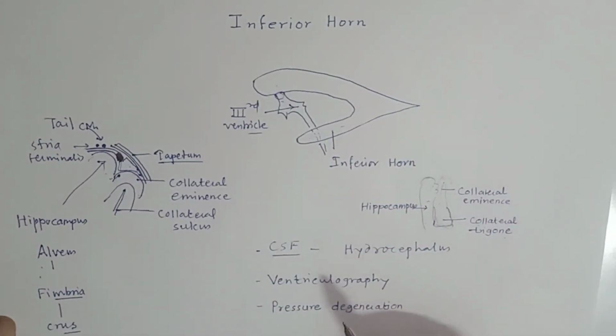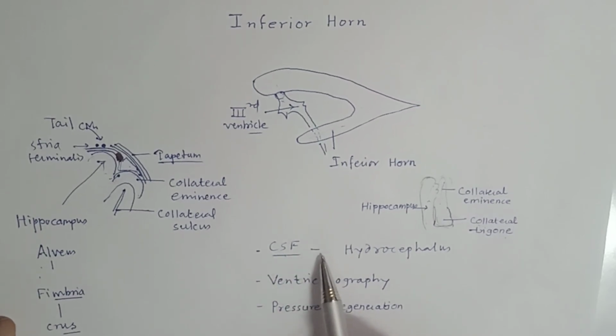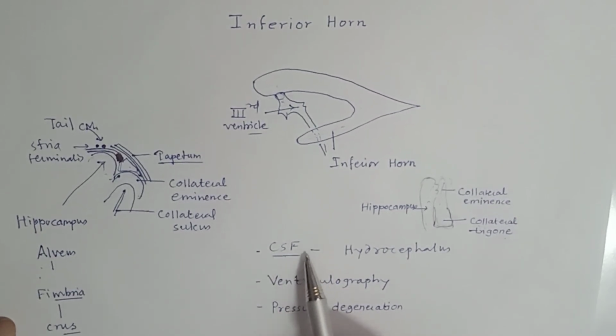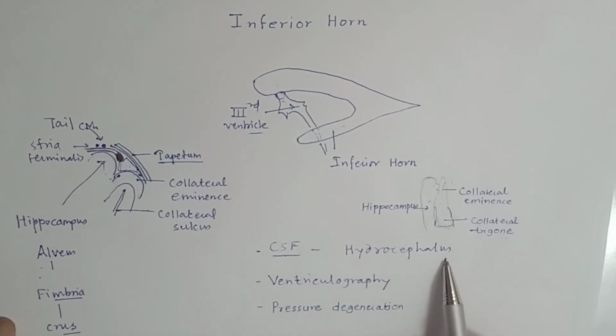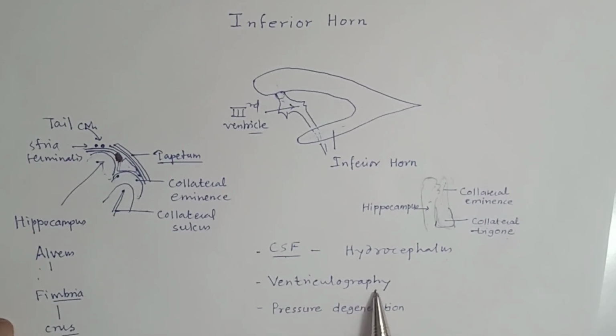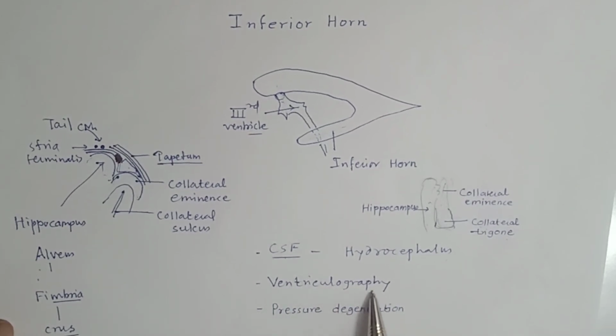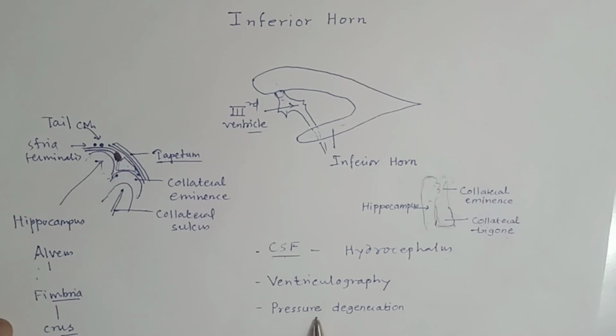If there is any blockage in the drainage of the CSF, there is collection of excessive CSF, cerebrospinal fluid, leading to hydrocephalus. We can visualize the ventricles radiologically, and the procedure is called ventriculography. If there is excessive CSF, it may press the brain tissue, leading to pressure degeneration.